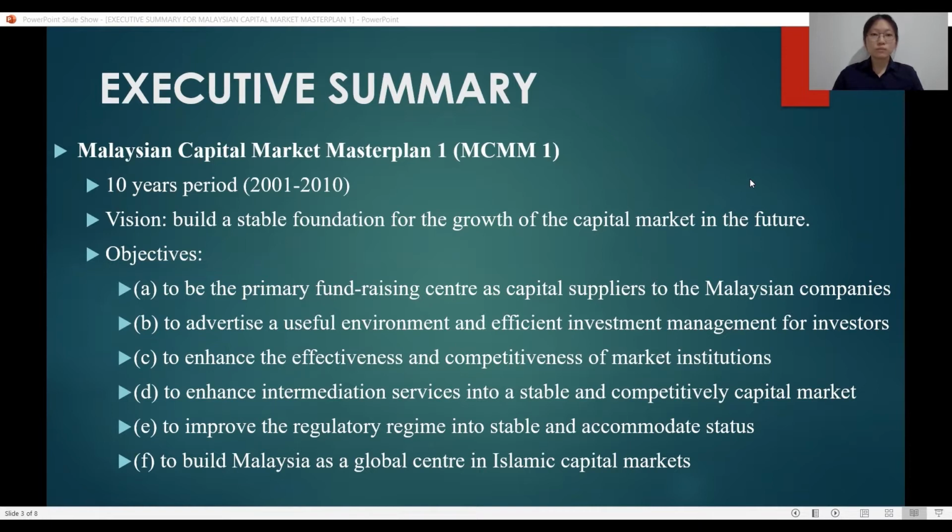And there are 6 objectives for Master Plan 1, which are to be the primary fundraising center as capital suppliers to Malaysian companies, to advertise a useful environment and efficient investment management for investors, to enhance the effectiveness and competitiveness of market institutions, to enhance intermediation services into a stable and competitive capital market, to improve the regulatory regime into a stable and accommodative status, and lastly to build Malaysia as a global center in the Islamic capital market.